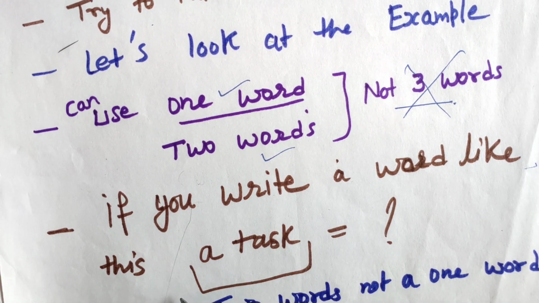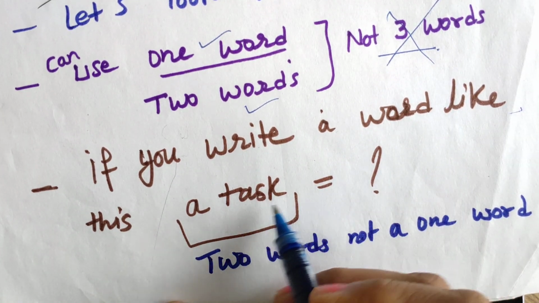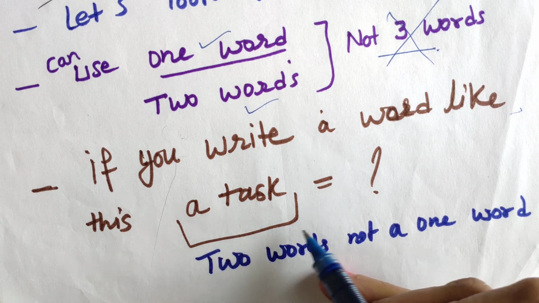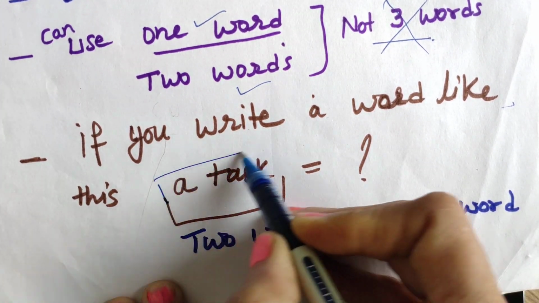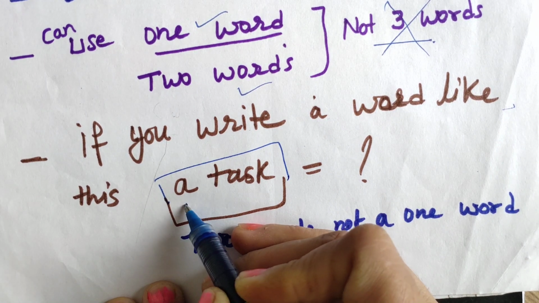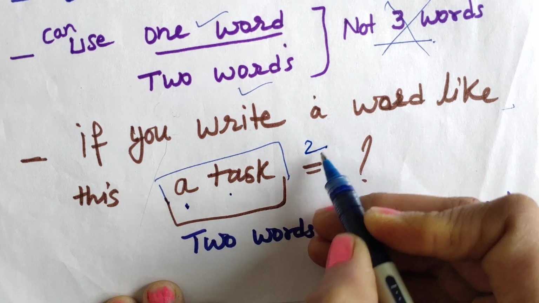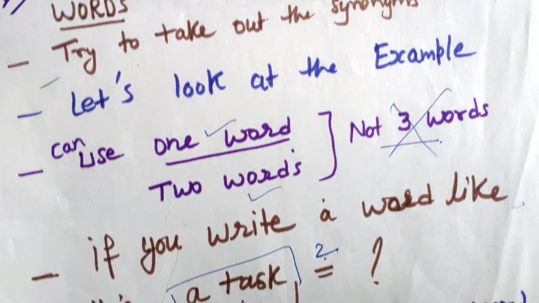If you write a word like this, a task, then it is not 1 word, it will be considered as 2 words. A is also a word, task is also a word, so these are 2 words, they will be considered as 2 words, not 1 word. Okay, thank you so much.